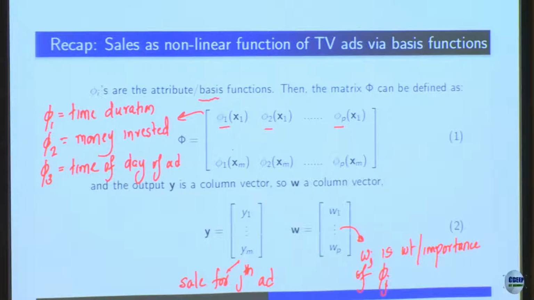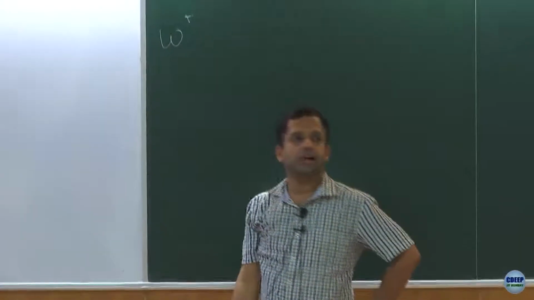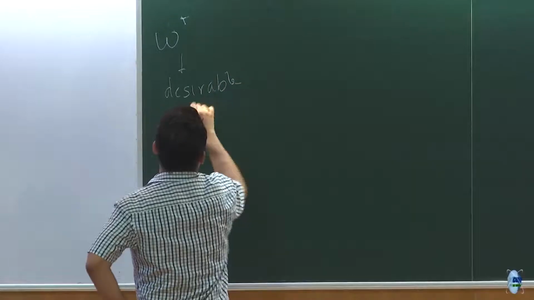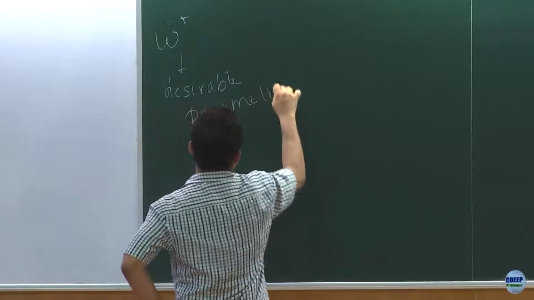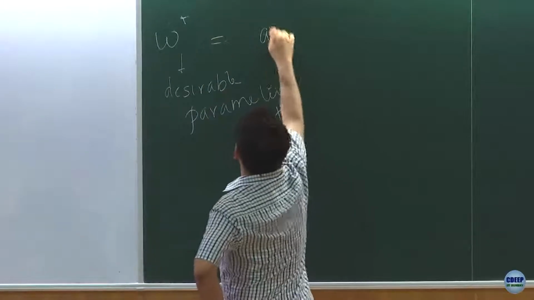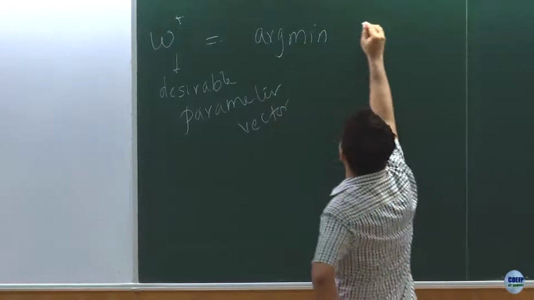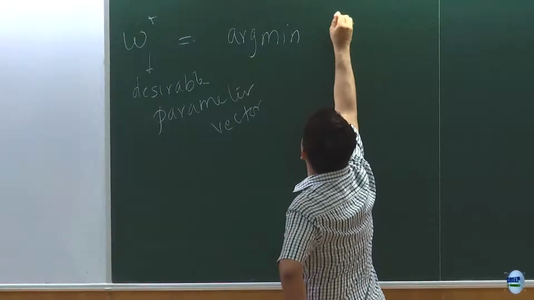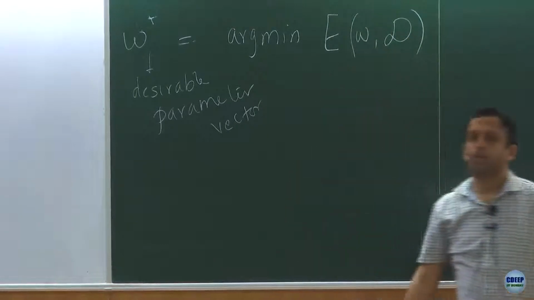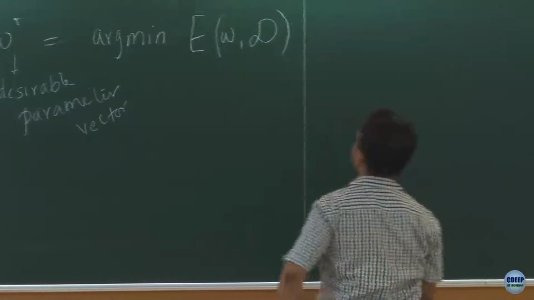So under these settings, you had derived one possible objective that we might be interested in minimizing to obtain w star, the desirable parameter vector, and that corresponds to the parameter configuration that minimizes an error function, which is a function of W, the parameter vector, and the data set D, which we showed in the previous slide.